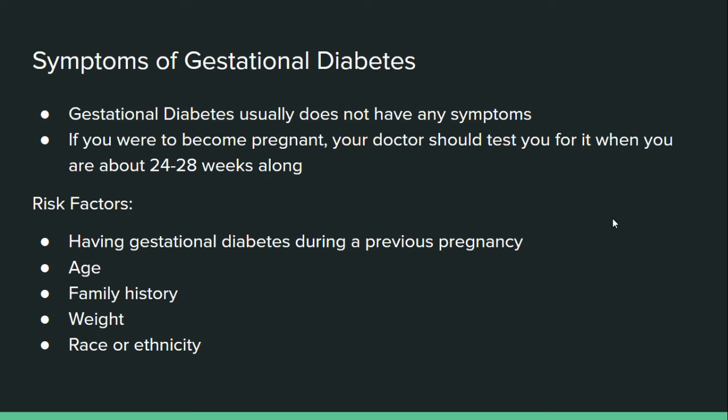Symptoms of gestational diabetes. Gestational diabetes usually does not have any symptoms. If you were to become pregnant, your doctor should test you for it when you are about 24 to 28 weeks along in your pregnancy. Some risk factors include having gestational diabetes during a previous pregnancy if you were pregnant before, age, family history, weight, race, or ethnicity.